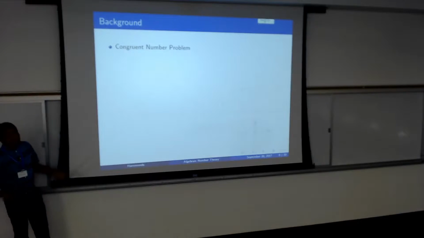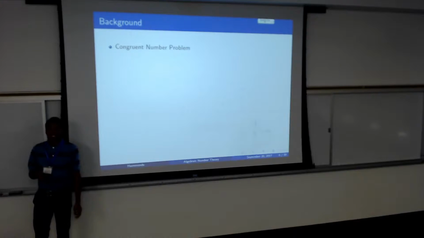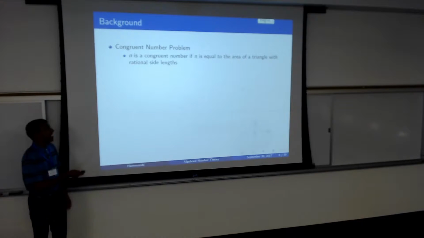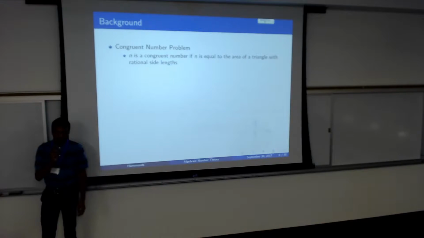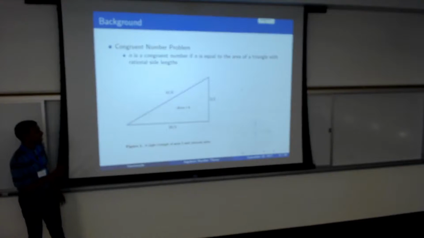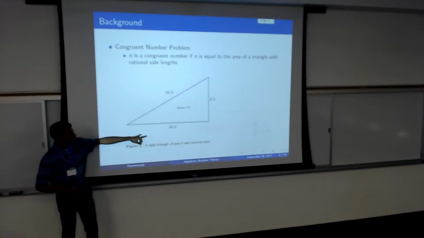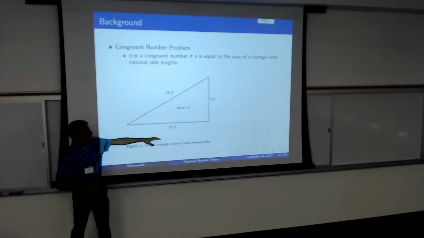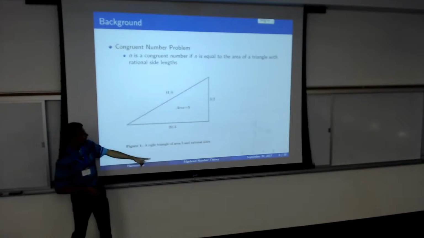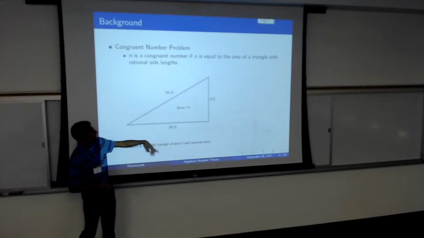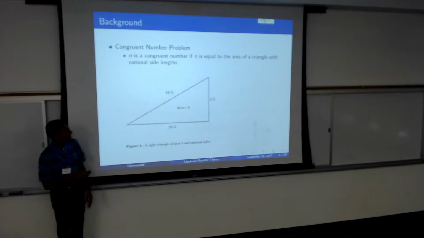Another problem we could talk about is the congruent number problem. We say n is a congruent number if n is equal to the area of a triangle with rational side lengths. For example, in this triangle, each of the side lengths is a rational number, so they're fractions, basically. If you take the area, 20/3 times 3/2 times a half, you get an area of 5.